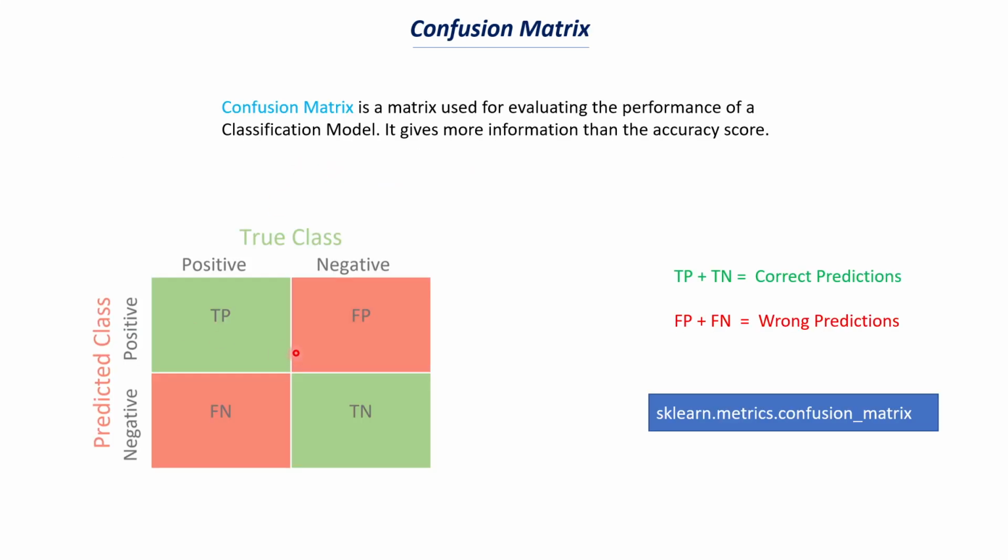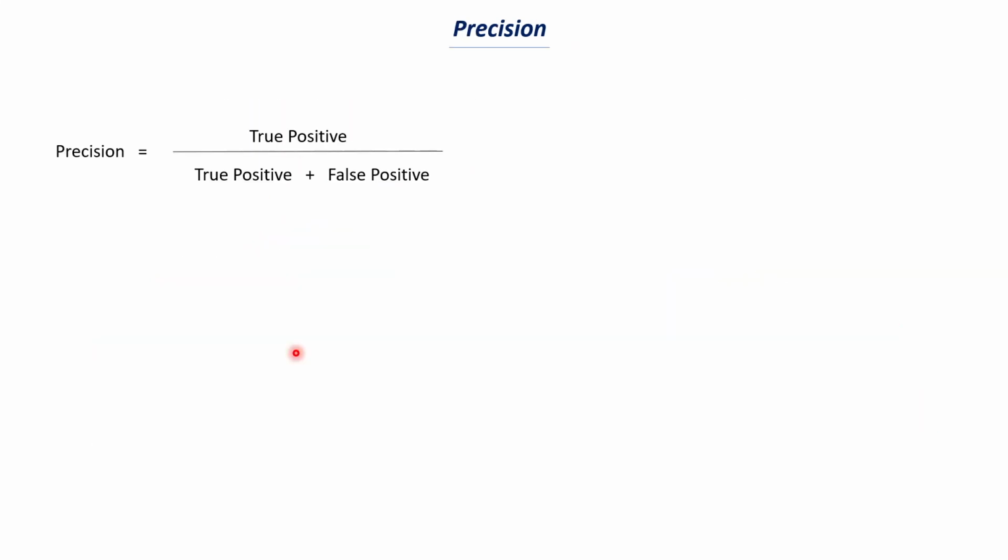I'll start with the formula for precision, and after that I'll explain the significance of this. Precision is equal to true positive divided by true positive plus false positive. So this is the formula. We know that true positive is TP, FP, TN, and so on, so you can understand that. Precision is equal to TP divided by TP plus FP. This value also ranges between 0 and 1, and if you want, you can also multiply it by 100 to get a percentage value.